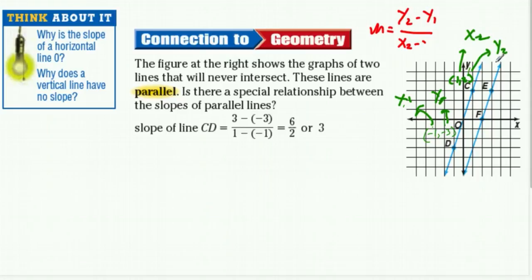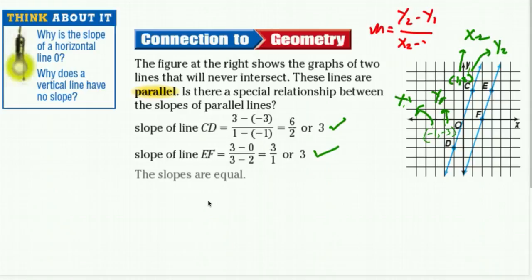So if you follow the formula, y sub 2 minus y sub 1 will be 3 minus negative 3, and x sub 2 minus x sub 1 will be 1 minus negative 1. We'll end up with a slope of 3. That's line CD. And we do the same thing for line EF and find the points. After getting the two coordinates and following the formula, we end up with a slope of 3. Okay, so what do we notice? That when you're talking about parallel lines, the slopes are equal. So all parallel lines will have slopes that are always equal.